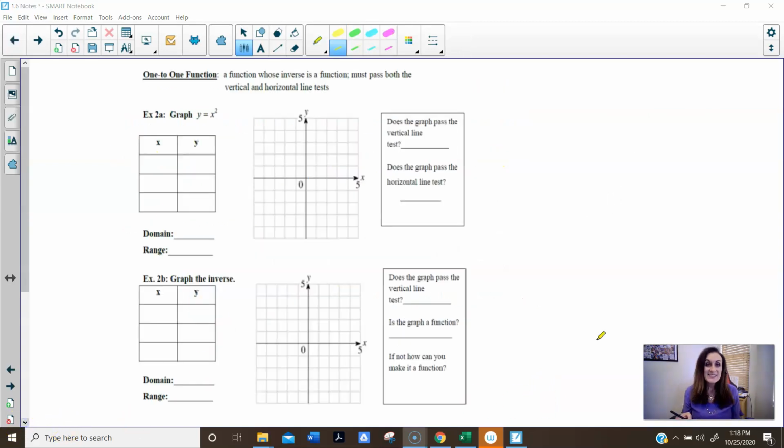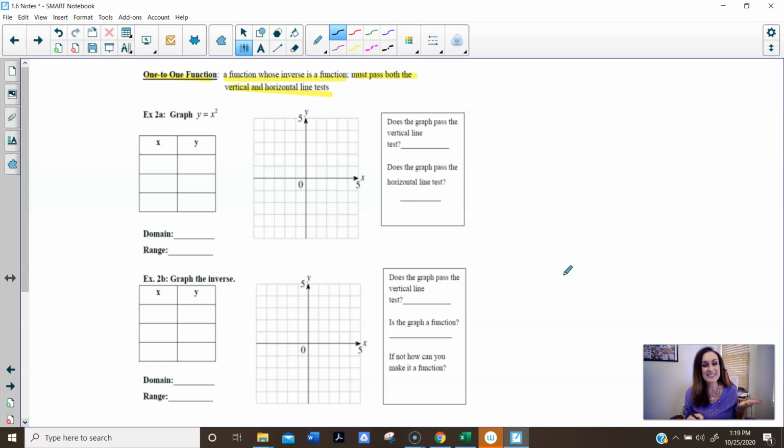The definition of a one-to-one function: a one-to-one function is a function whose inverse is also a function, because the original passes the vertical and the horizontal line tests. So let me show you how you find an inverse and then how you can restrict the domain to have an inverse function.